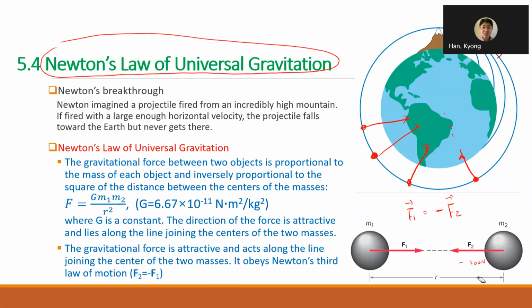This force is dependent. If this one is 200 Newton, this will also be 200 Newton. Same in magnitude, but opposite in direction. The gravitational force is attractive and acts along the line joining the center of two masses. It obeys Newton's third law of motion, that's an action and reaction pair.